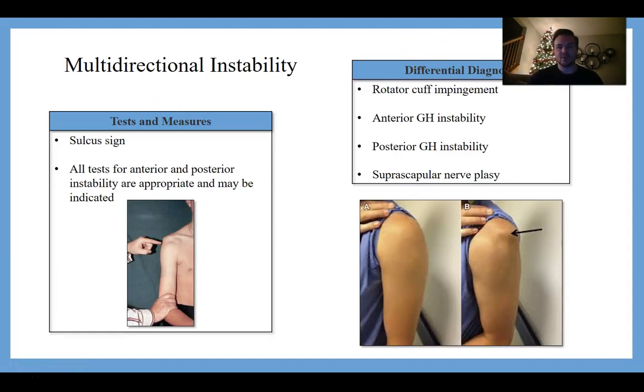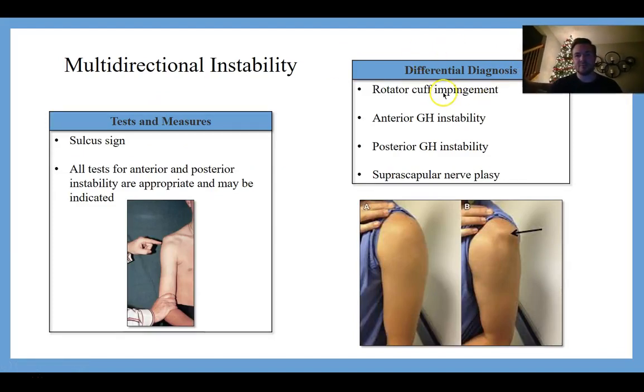So differential diagnosis would include rotator cuff impingement, scapular dyskinesis, anterior, posterior glenohumeral instability, and then I always think about nerve palsies. They pop up more than you might think. And then tests and measures. Sulcus sign, the big one. That's the picture that's demonstrated here.